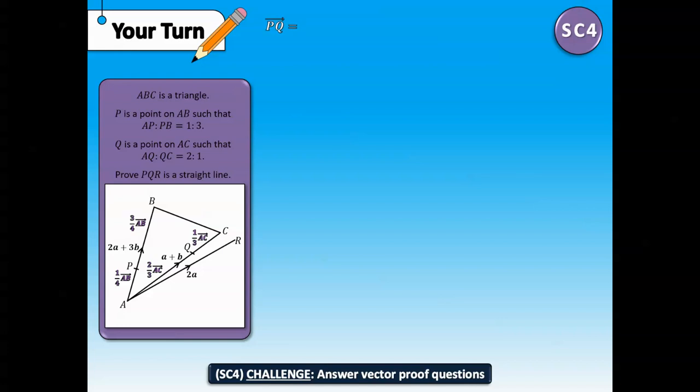So first of all, we find the vector PQ, which is PA, and then AQ. PA is 1/4 of BA, and AQ is 2/3 of AC. BA is minus 2a minus 3b, and AC is a plus b. So then we expand and then simplify.